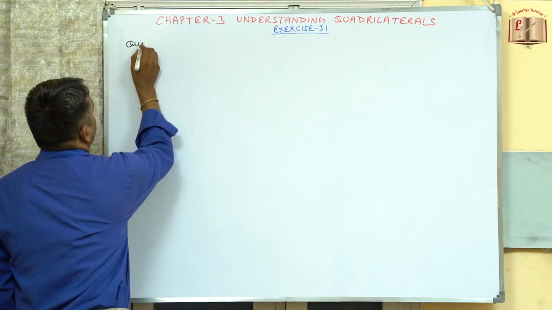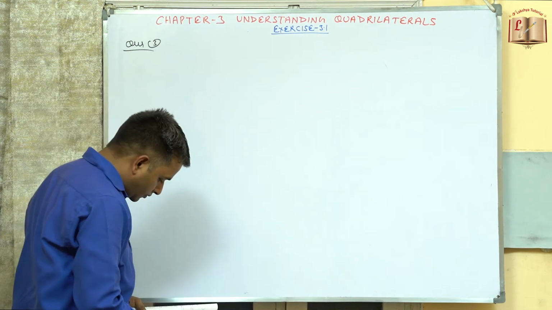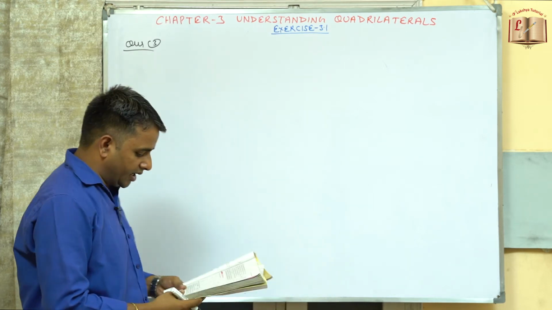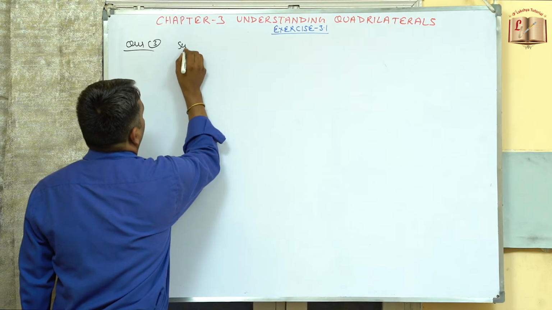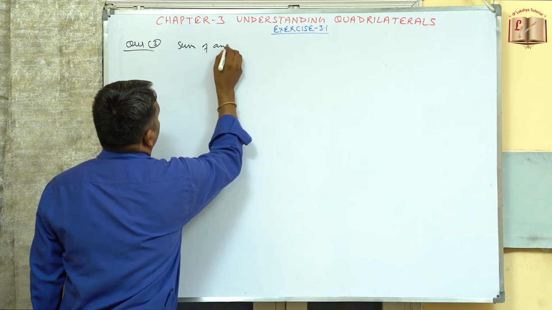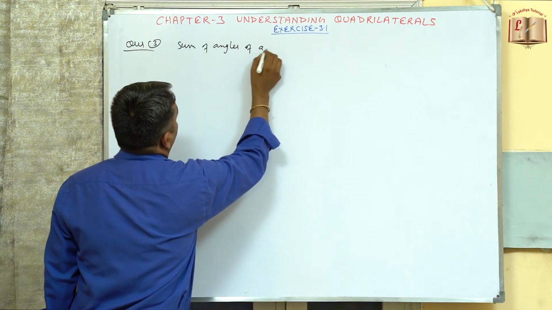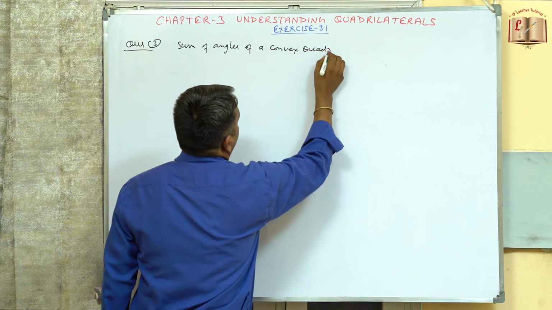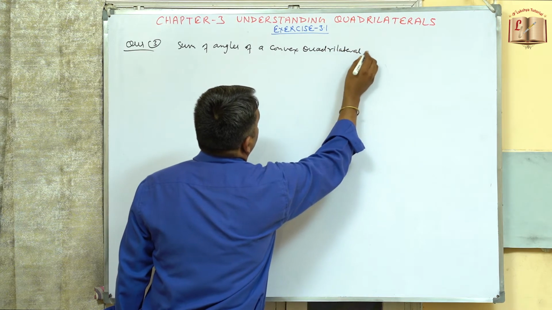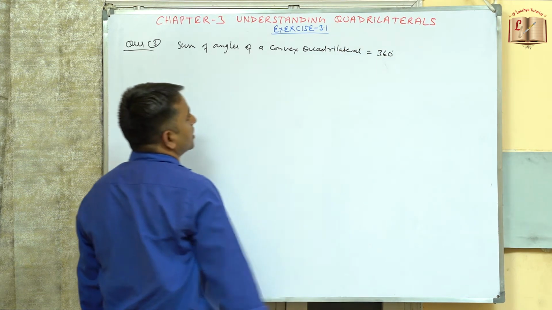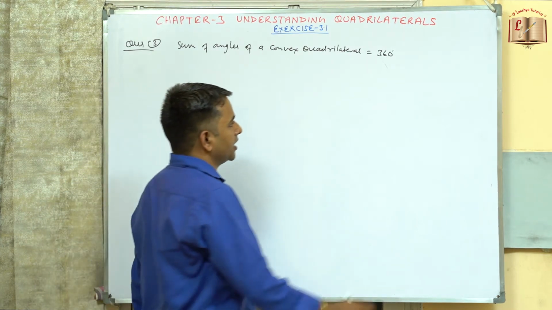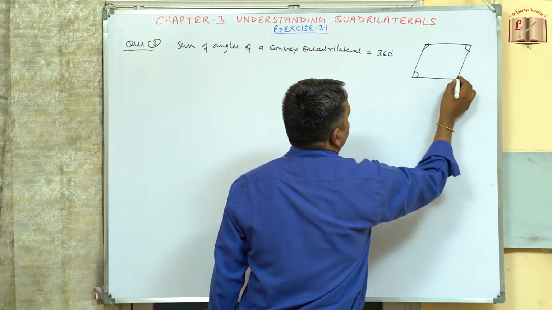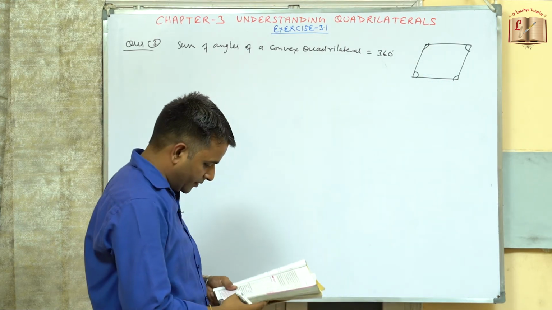सो नाउ कमिंग टू क्वेश्चन नंबर 3. What is the sum of the measures of the angles of a convex quadrilateral? So sum of angles of a convex quadrilateral. So convex quadrilateral, this is equals to 360 degree. तो sum of all the angles of a convex quadrilateral, ये quadrilateral अभी हमने बनाया, इसके ये सारे एंगल्स का सम कितना होगा? 360 degree.